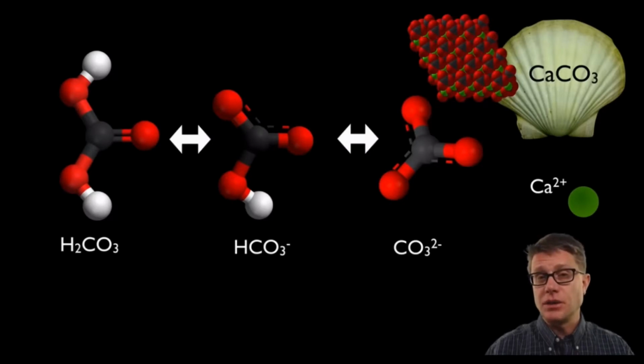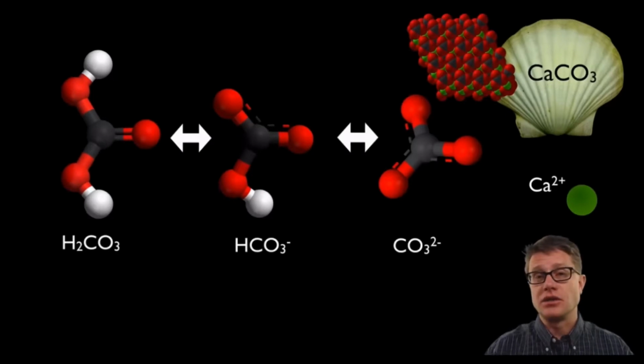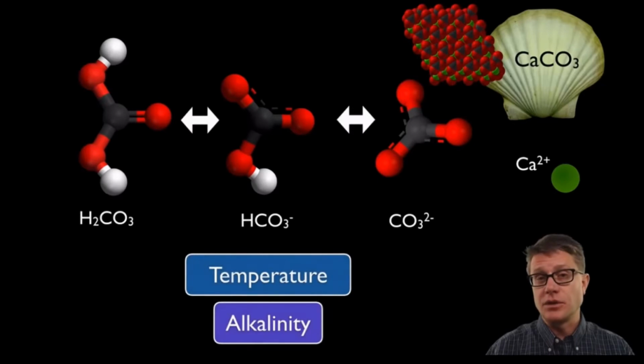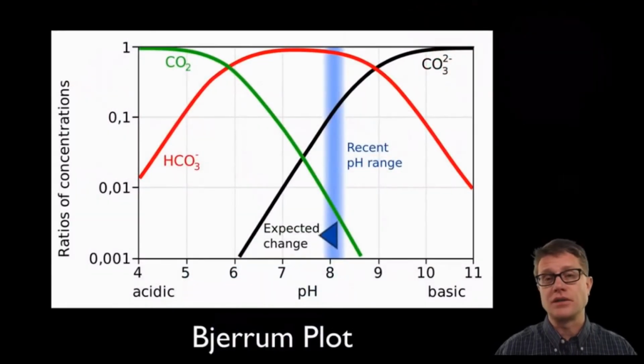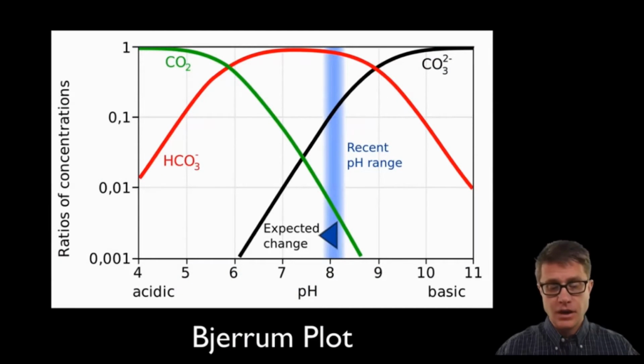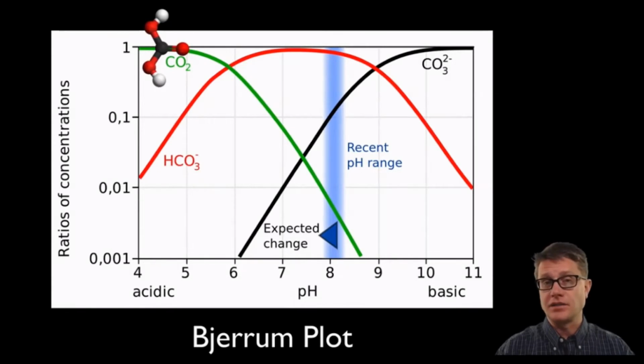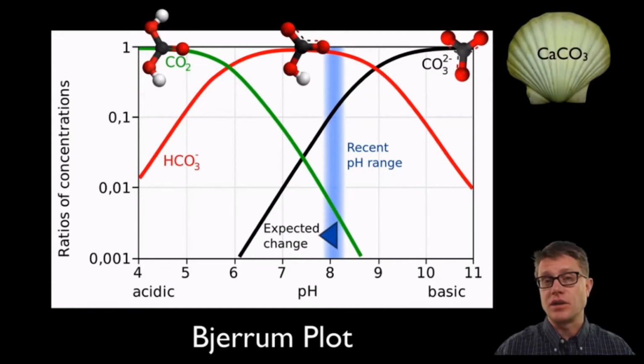And as we change the pH, we can change the level of that carbonate. What determines the concentration of these 3? Well, it's going to be the temperature of the ocean water, the alkalinity, but also the pH. And so we can use a Bjerrum plot to figure out what's going to happen over time. These are log scales of the concentration of these 3 compounds. The green represents the amount of carbonic acid, the red line represents the amount of bicarbonate, and then the black line represents the amount of carbonate. Remember, that's important for shells.